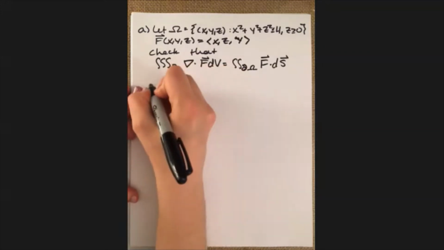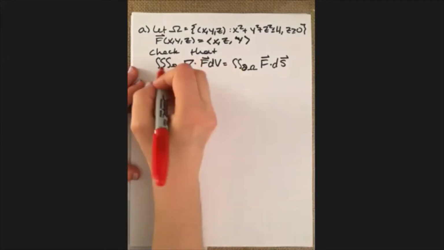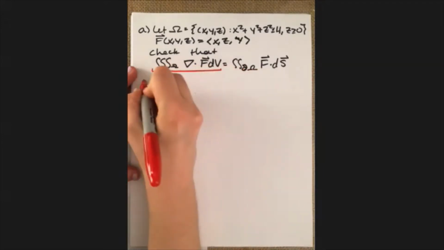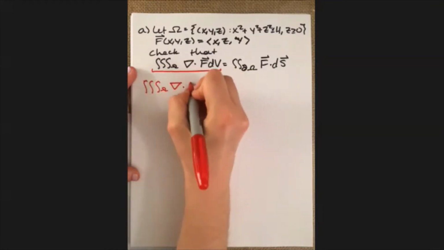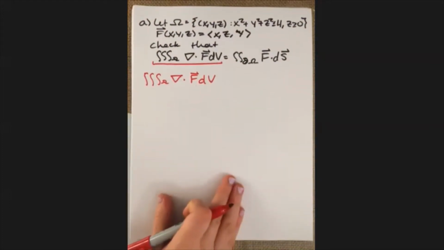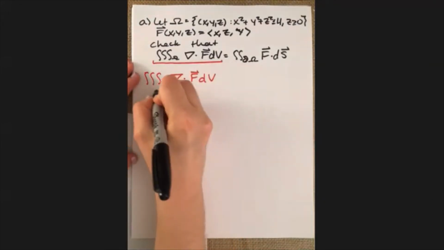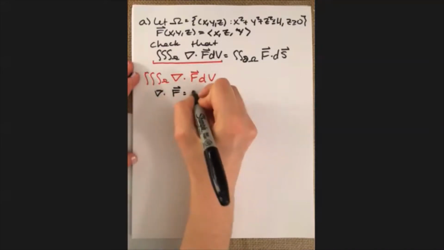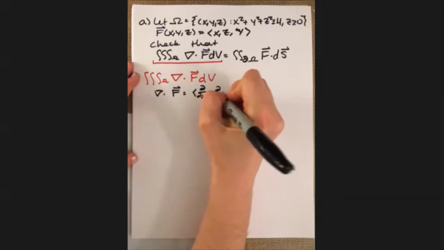Maybe I'll use some color for these. We're going to first check this one: the triple integral over omega of the gradient operator dotted with F dV. For this one, we want to take this gradient dot F. If you don't remember what that is, we're just taking these partial derivative vectors or operators.